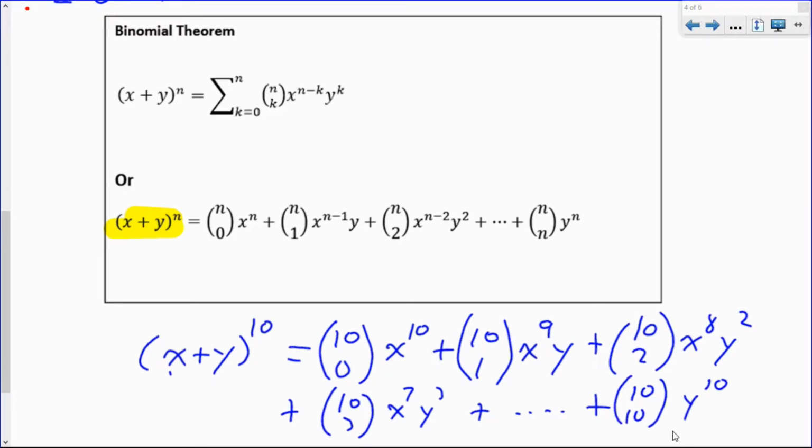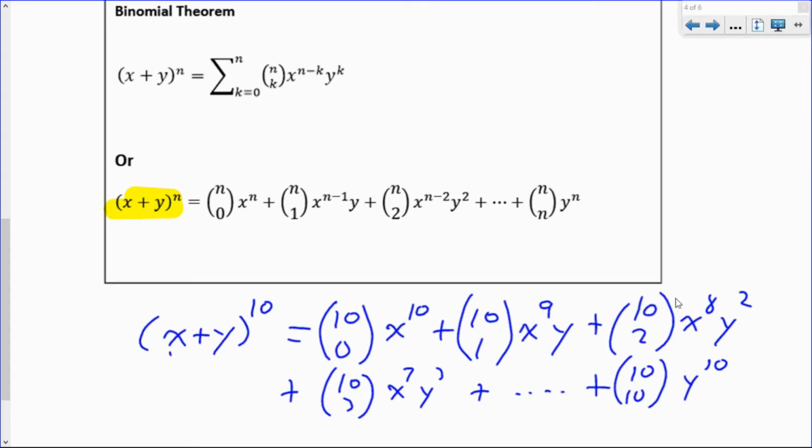And then, how do you get the coefficients? Well, you could either use your calculator. In this case, maybe using your calculator is the easiest. You could use Pascal's triangle if you like. So you don't have to use the formula. You could go all the way to level 10 in Pascal's triangle. This formula, the first formula, just takes that idea and changes it into summation notation.